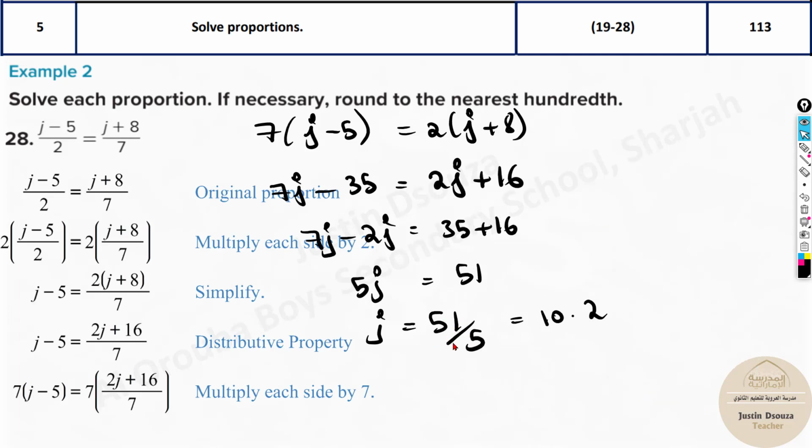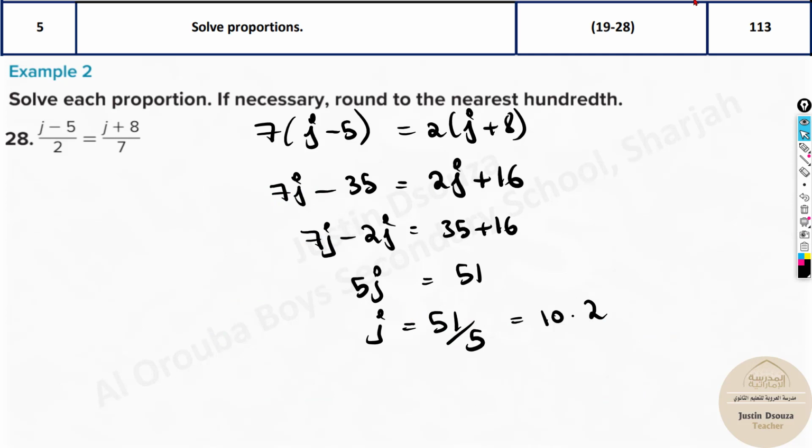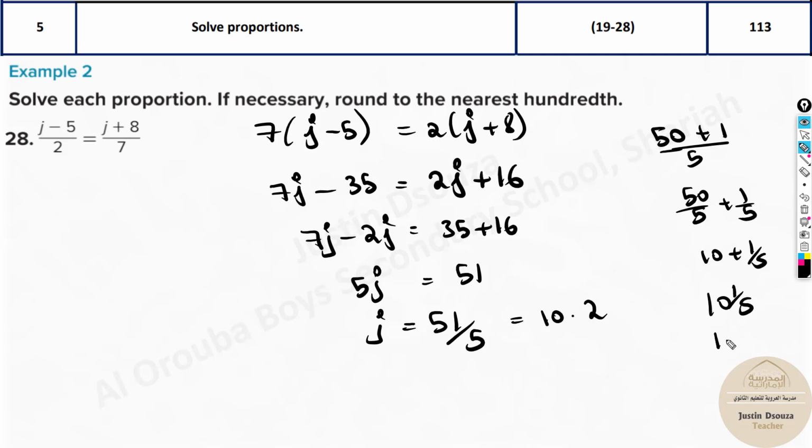Now, if you're thinking how we can do this directly, what I do is, if you're not using your calculators, there's a method. This is 51, right? So 50 plus 1 divided by 5. That would be 50 by 5 plus 1 by 5. 50 by 5 is 10 plus 1/5. 1/5 is 0.2, right? 1 part of 5 would be 20%. So 10 plus 0.2 is 10.2. So that's how we can get it directly.